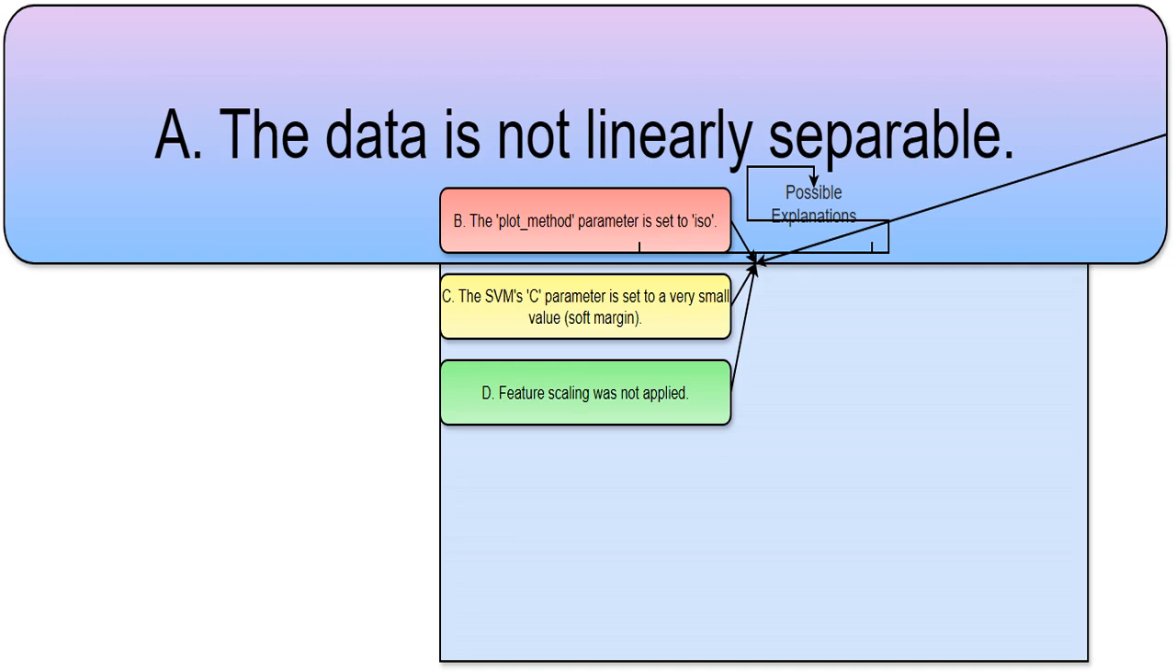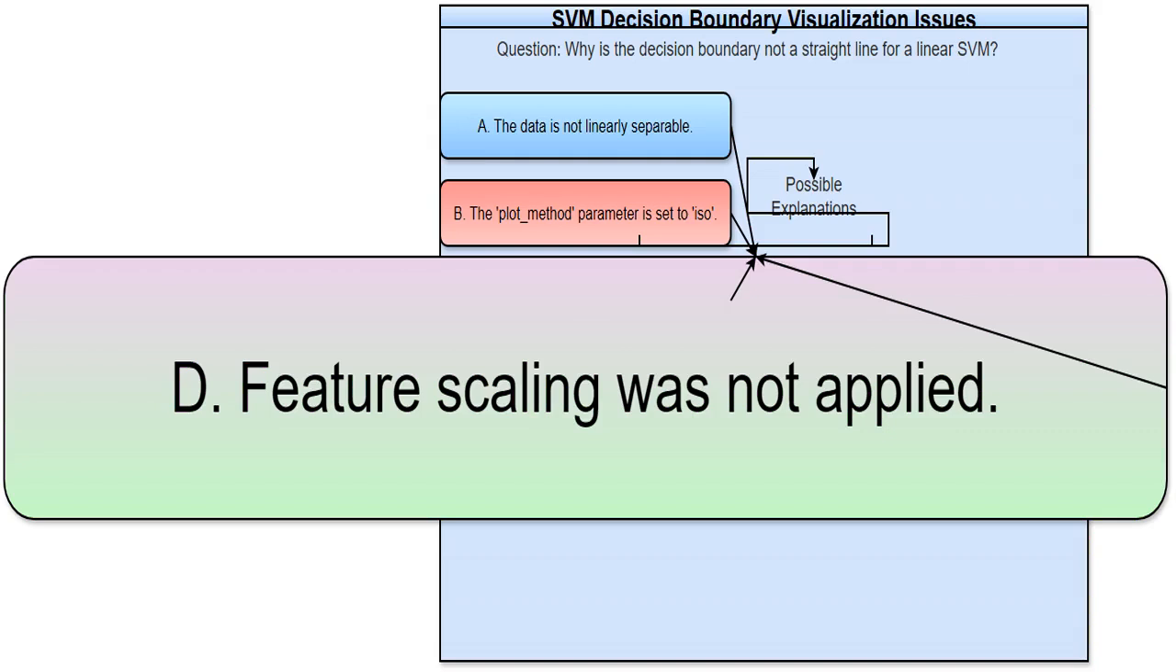Let's say you have features measured in different units, like height in meters and weight in kilograms. If you don't scale them, the SVM might emphasize one feature over the other, distorting the perceived linearity of your data. It's like trying to draw a straight line on a grid with uneven spacing. The line might look bent. Applying feature scaling before training the SVM ensures that each feature contributes equally to the decision boundary.